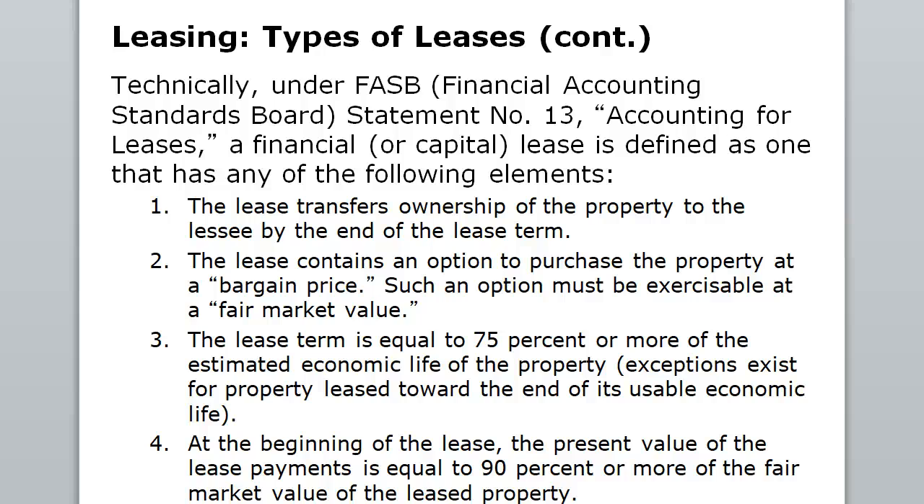So if you want to have your lease be defined as a financial lease, it must meet one of the following. One, the lease transfers ownership of the property to the lessee at the end of the lease term. So that means that at the end of the term, the lessee will own the property. Two, the lease contains an option to purchase the property at a bargain price. Such an option must be exercised at a fair market value. Three, the lease term is equal to 75% or more of the estimated economic life of the property. Four, at the beginning of the lease, the present value of the lease payments is equal to 90% or more of the fair market value of the leased property.